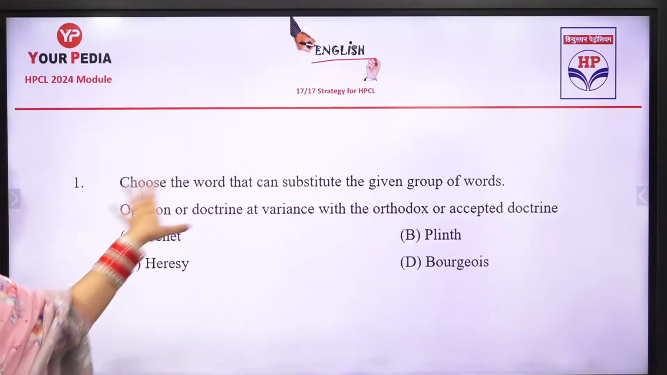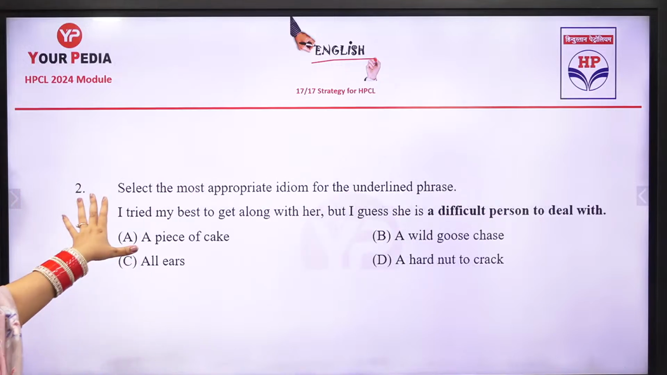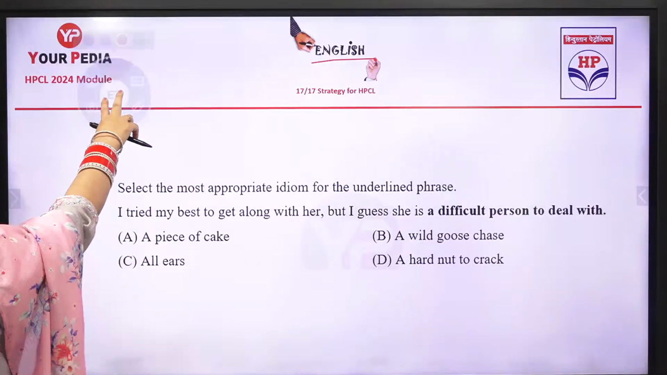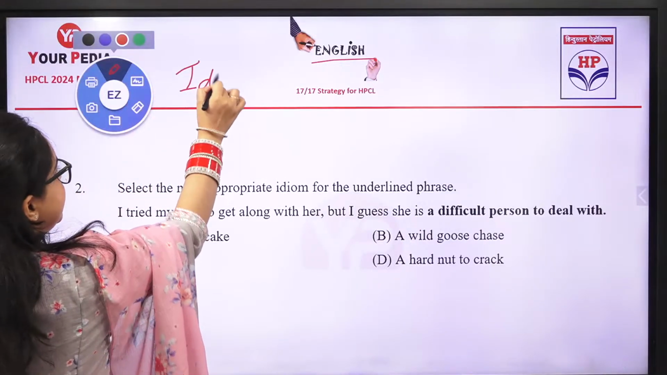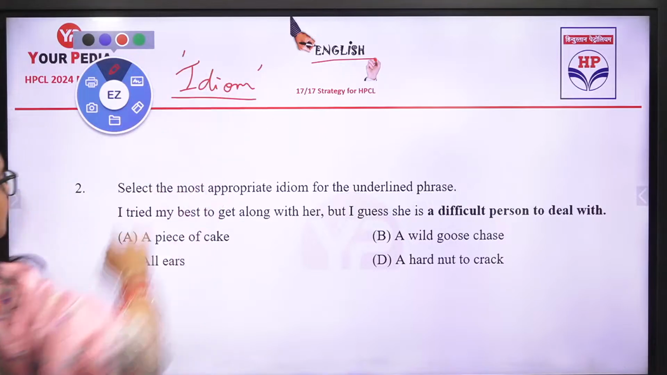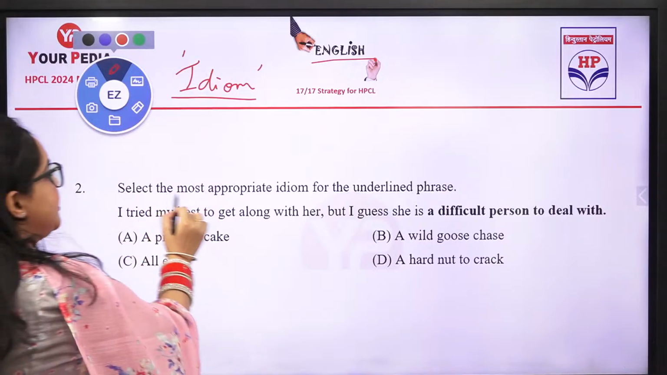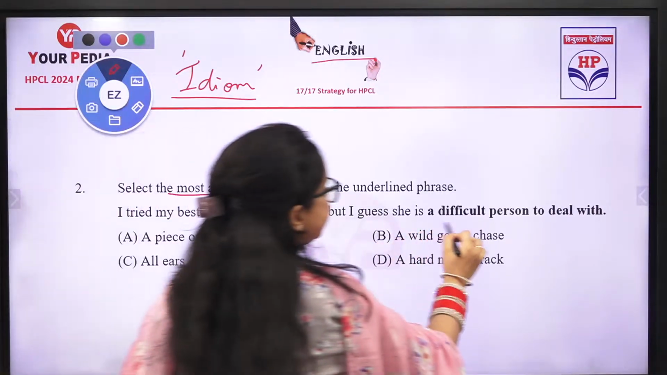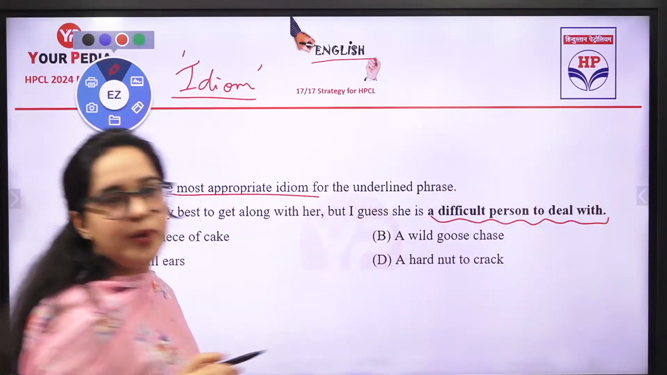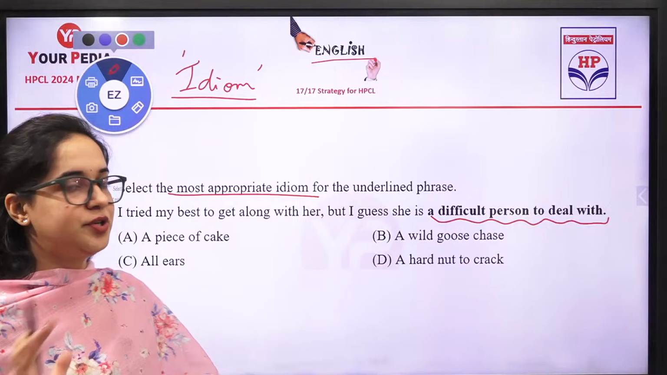So I hope the first question is clear. Second question is quite easy to figure out. It is based on an idiom, and let's read the question now. You have to select the most appropriate idiom. The word which is underlined is difficult person to deal with. You are something difficult person to deal with.